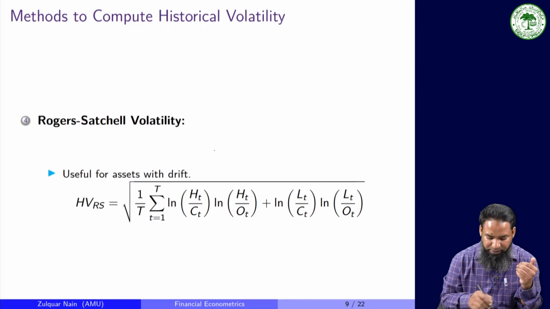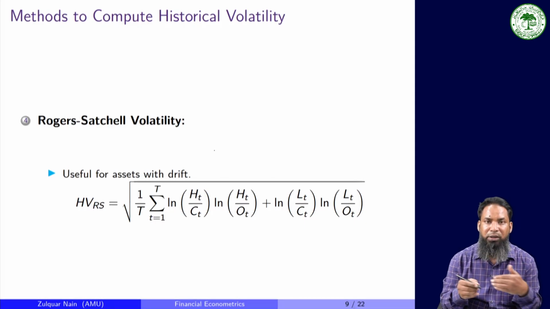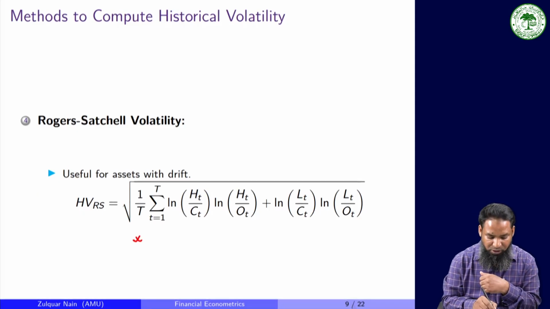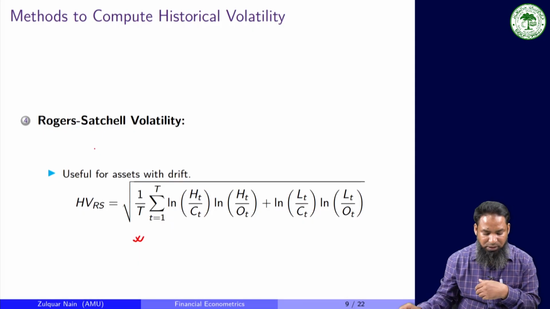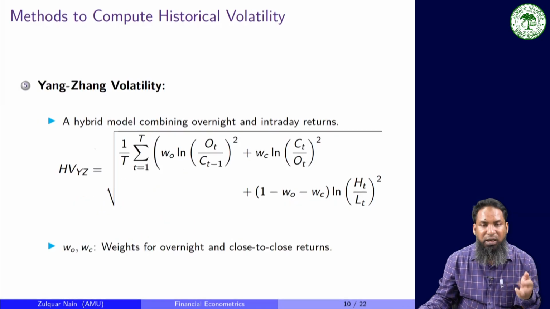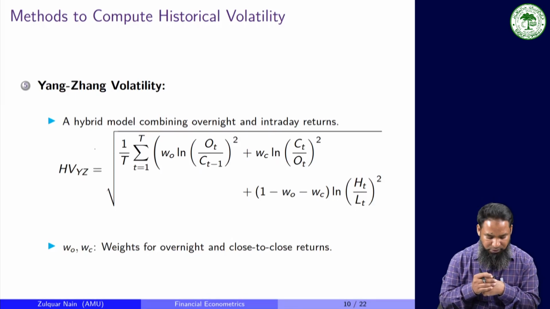So this again uses both the high and low and closing and opening prices of the day, and using this particular formula we can calculate the Rogers-Satchell volatility, and it is useful when the assets have drift. And the last measure is the Yang-Zhang volatility, which is basically a hybrid model combining overnight and intraday returns.